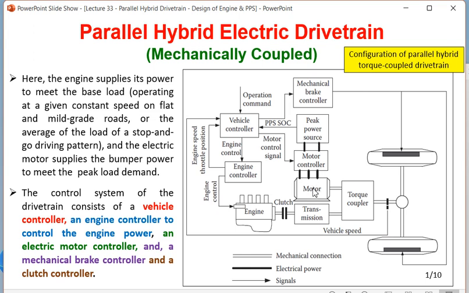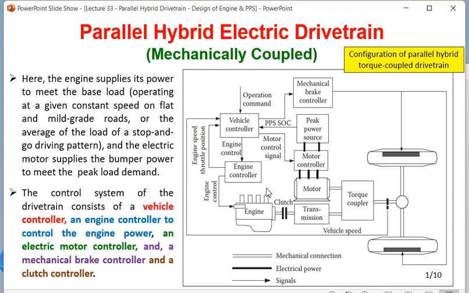The motor converts the electrical energy into mechanical energy. This is given to the torque coupler. The torque coupler couples the motor output mechanical power and the engine output power, and the total torque-coupled mechanical power is given to the final drive element. From there the power goes to the wheels. So this is the traction part of the parallel hybrid electric drivetrain.